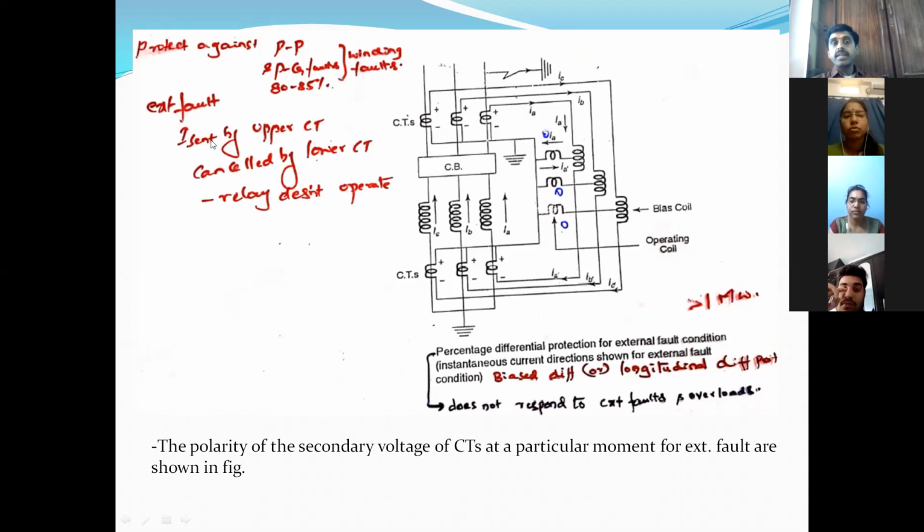For external fault, the current sent by the upper CT is cancelled by the lower CT. Therefore, the current is zero. Relay will not operate. So, in this circuit, the polarity of the secondary voltage of CTs at a particular moment for the external faults is shown. You see, this is for external fault. Let us see for internal fault. Next circuit.